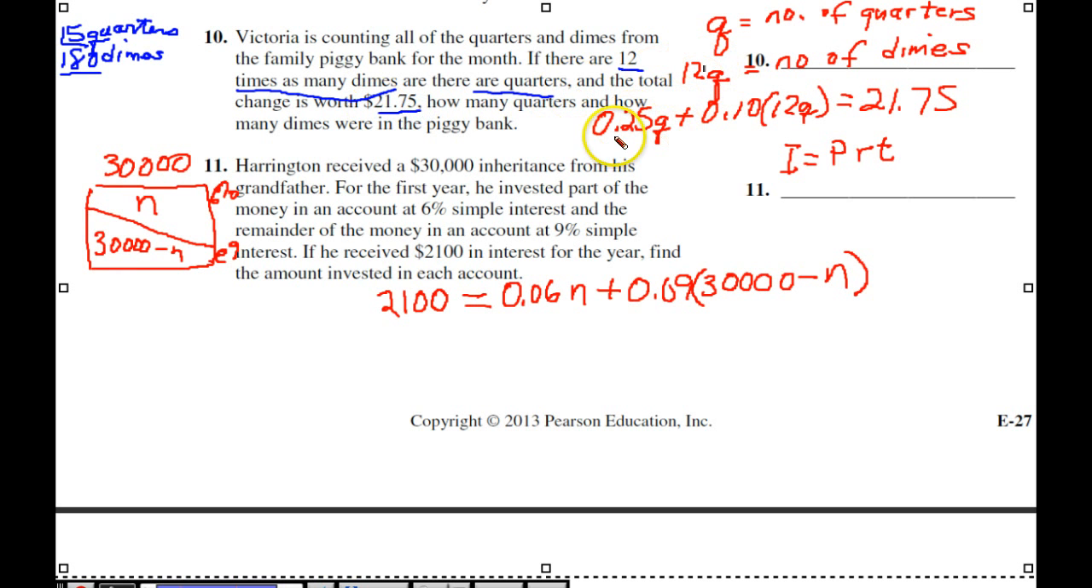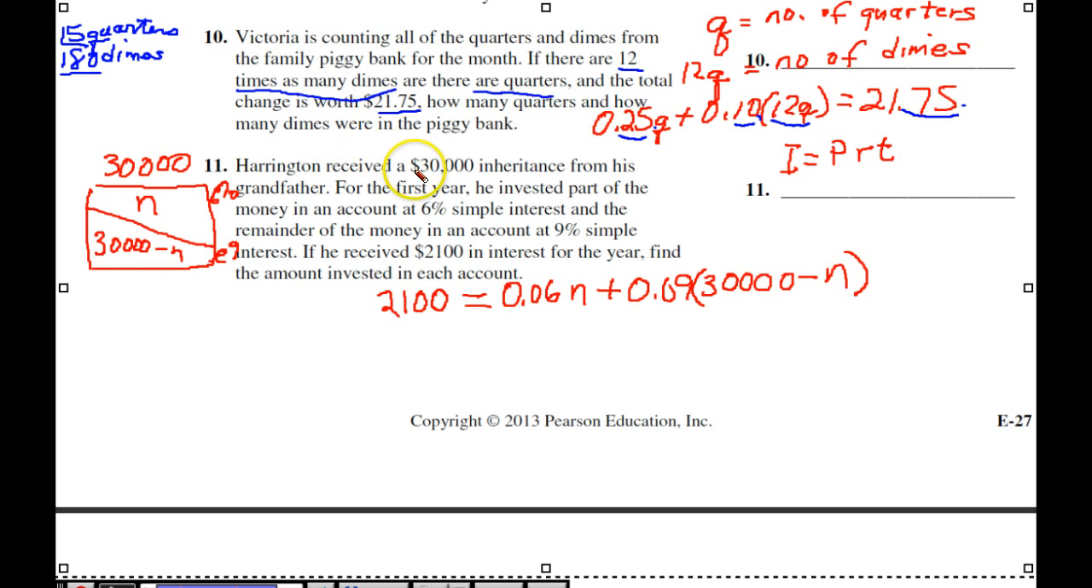So what is a quarter worth? Well, 25 cents times the number of quarters. 10 cents times the number of dimes. And that total is this. Now what I would do here too is get rid of the decimals. I'd make that a dot there, a dot there, and just move this over here too. Okay, and when you solve it, you get there are 15 quarters. Multiply 15 by 12, and that gives you 180 dimes for number 10.